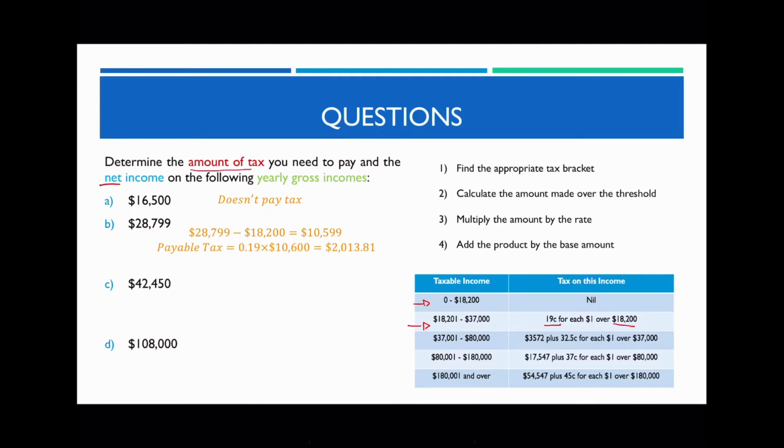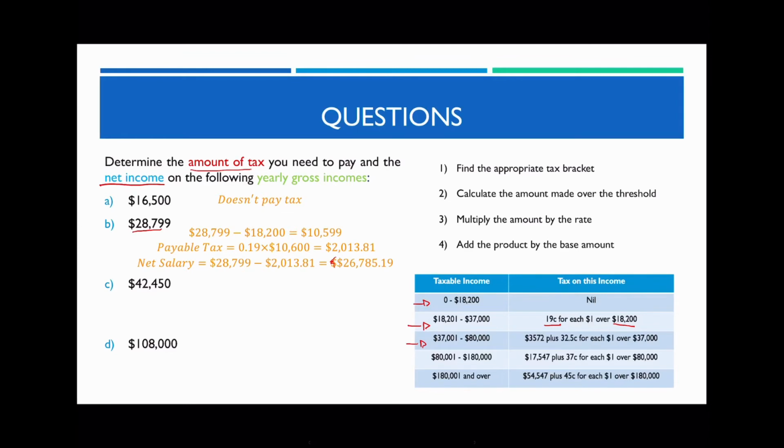Now, to calculate your net income or your net salary, remember, all we need to do is subtract the tax from the initial amount that we've made. So if you do this, you should get an answer of, I'll put dollar signs, which is not really required, $26,785.19. For question C, you've earned 42,450, so therefore you belong under this tax bracket over here.